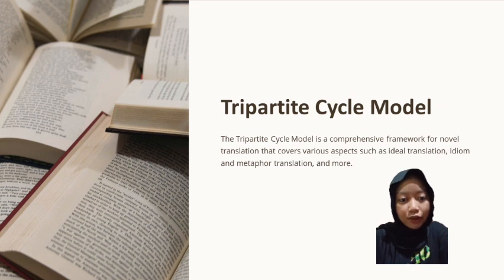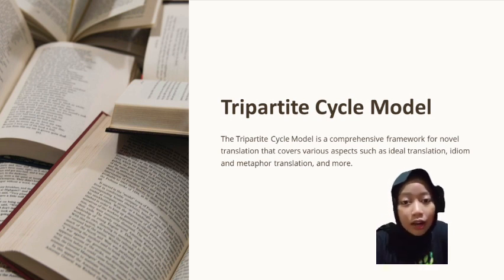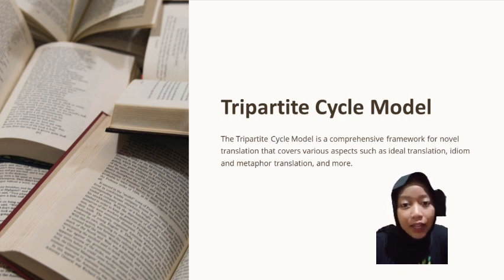So I will explain about the Tripartite Cycle Model. The material will discuss the novel translation model, which is a comprehensive framework for translating novels. This model includes several important steps for translating a novel accurately and maintaining the author's unique writing style.